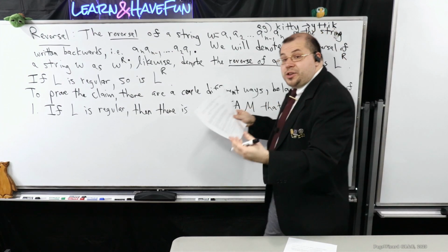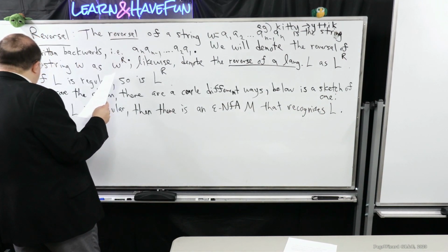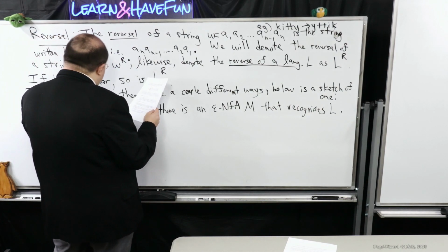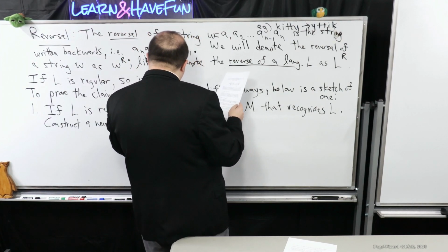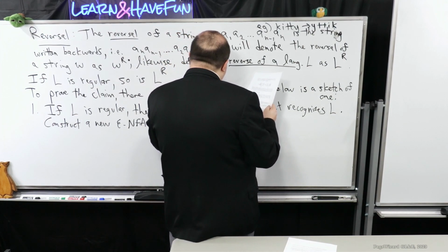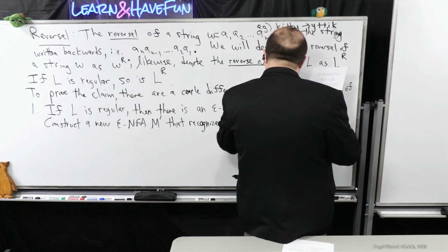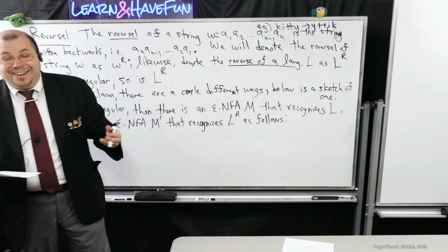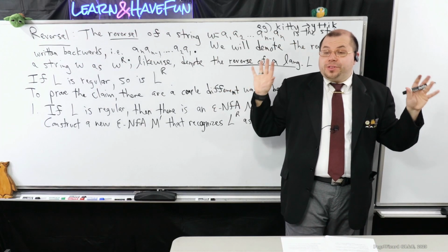So we're going to construct a new epsilon NFA from this epsilon NFA. Construct a new epsilon NFA M prime that recognizes L R, or L reversal, as follows. Now you might ask, what are we going to do? Well, it's going to feel very natural for the operation.